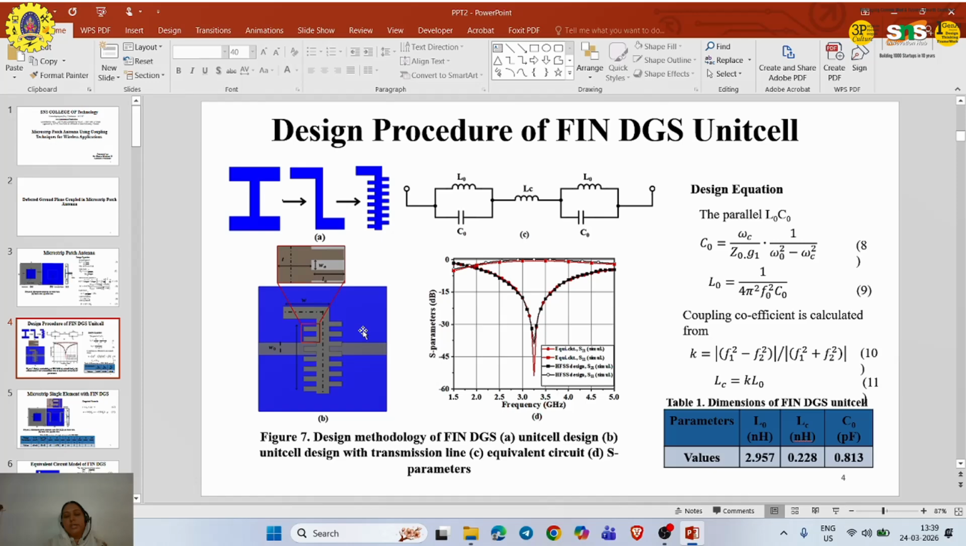For this I did the experimental analysis using a transmission line. This will act like a filter. Based on this I did the equivalent circuit parameter analysis and design equations to calculate the capacitor and the inductor, and then the coupling coefficient k is calculated from the difference between the frequencies. The dimensions of the fin DGS are calculated using L naught, LC and C naught. These are basically the derived parameters of the fin DGS.